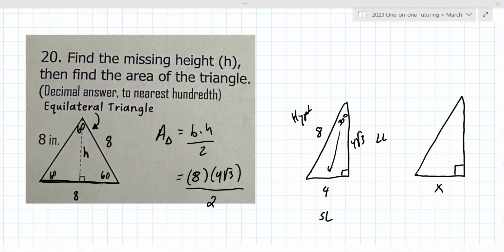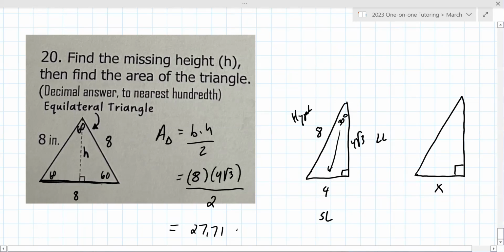Okay, I just got 27.71. Yes, good. And this has units this time. All of a sudden your teacher threw in units. So it's inches squared or square inches, because you take the inches, multiply by the other inches, and you get inches squared, square inches.